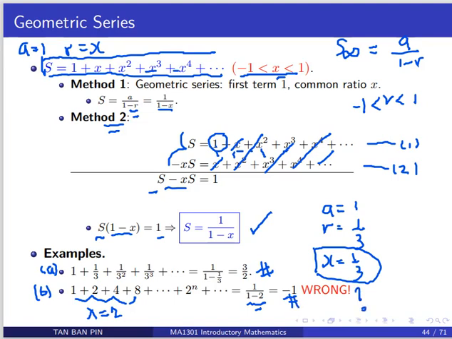The answer is wrong because you chose x equal to 2, which is not between -1 and 1. So in order to apply the formula, s equal to 1 plus x plus x squared plus x cubed plus x to the power 4 equal to 1 over 1 minus x, you really have to keep x between -1 and 1. Otherwise, the formula will give you a wrong answer.